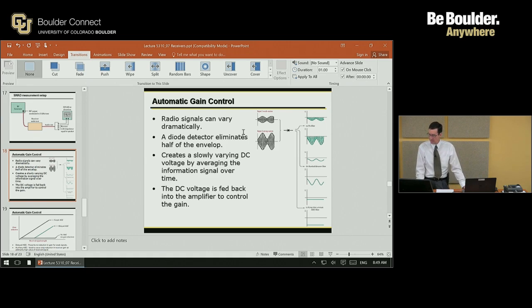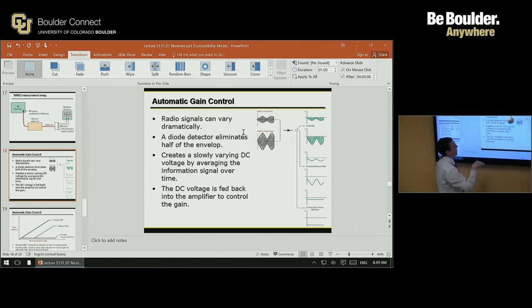So what happens is the radio signal comes in, and it can be either large or small. It's going to be varying all the time. And one of the tricks that they can use is they can take a diode detector, and that diode detector is going to eliminate either the top or the bottom, depending on how they've got it set up. In this example, they've eliminated the top. And so if you eliminate the top and integrate it, then you've got this varying voltage here.